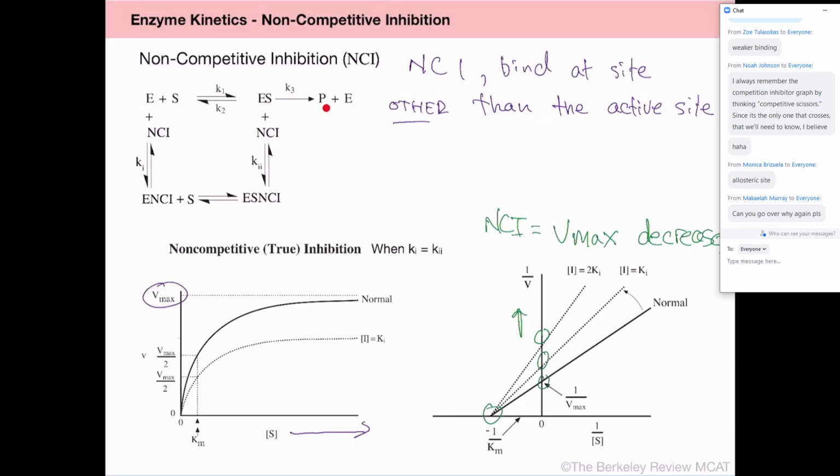So your Vmax will be decreased. For every inhibitor there is, it's going to lower how quickly you can get into your product. Now, your Km doesn't change, and that's because you can still form an enzyme-substrate complex. Does that make sense?